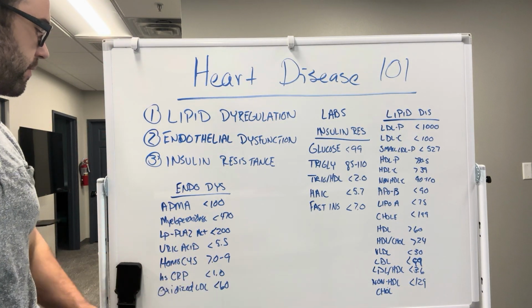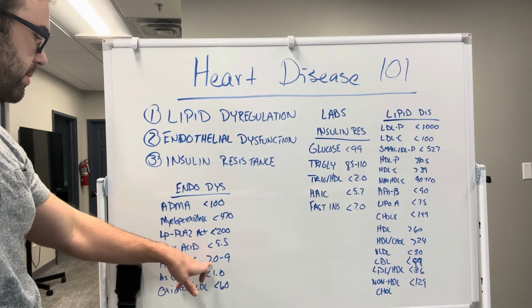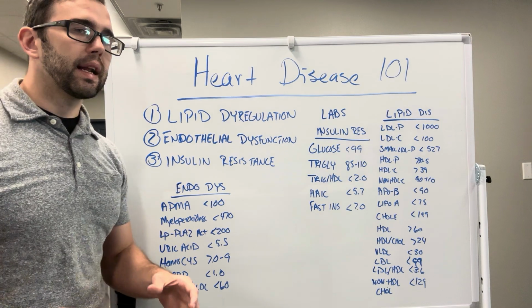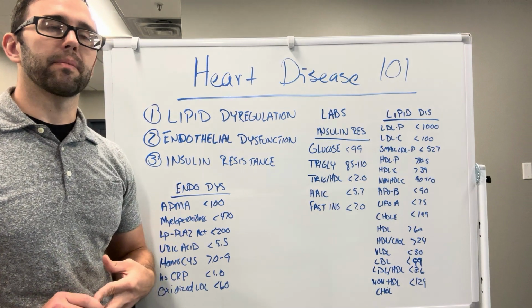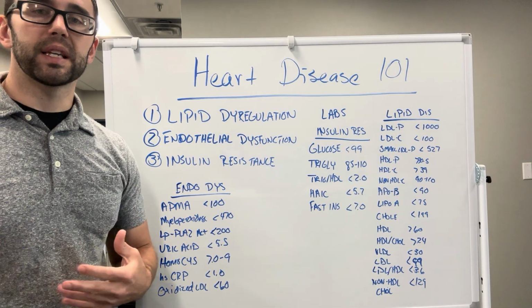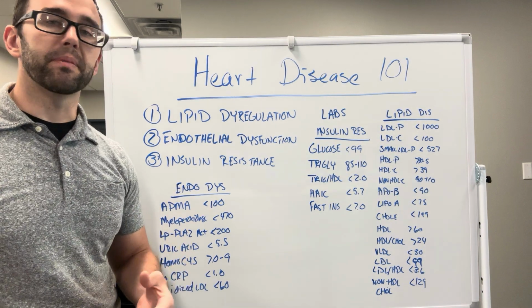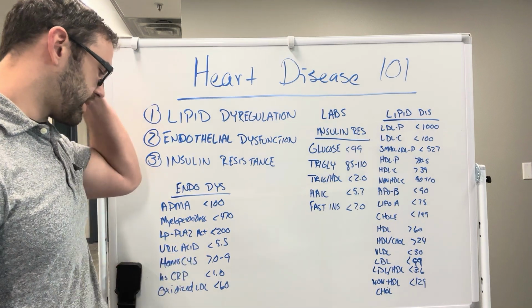Homocysteine, this is just an inflammatory marker. This should be anywhere between 7 to 9. Anything more can indicate that maybe you have a methylation issue. That's very common in MTHFR issues. And so you want to look at methylated forms of B vitamins when it comes to homocysteine.